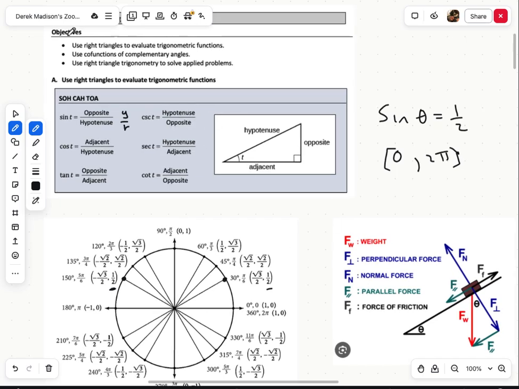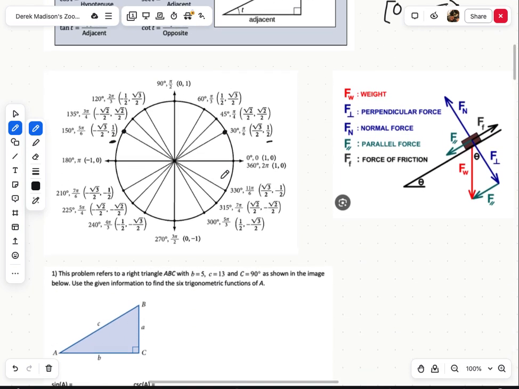One, just using SOHCAHTOA to evaluate trig functions like we've done. Two will be cofunctions of complementary angles. He does a really good explanation as to why these identities work. I'm just going to probably use them in this one because there's already a video up explaining the proof of the identity, and Leo does that really well. And then we'll use this right triangle trig to solve some applications towards the end of the section.